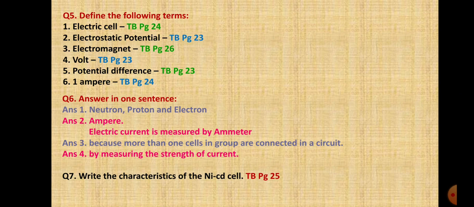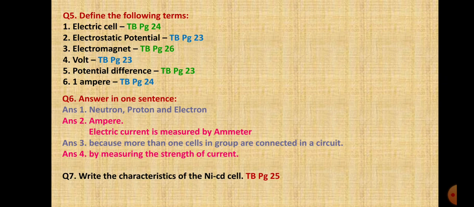Question number 7 is, write the characteristics of the nickel cadmium cell. Now this answer is given on page number 25. Open the textbook, page number 25. See, on the left hand side of the page, there is a diagram 4.4a cell holder. Did you see? Just opposite to that, it is written in red, nickel cadmium cell.